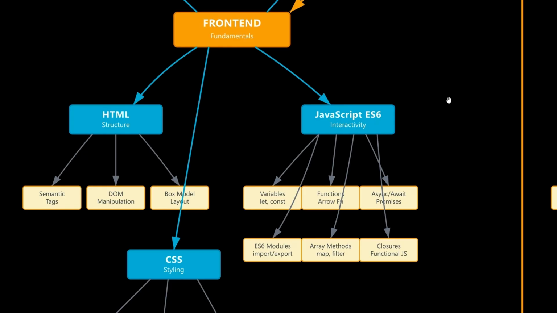Then we have the DOM, which is the Document Object Model. This is a tree-like representation of our HTML that JavaScript can manipulate, and we can add elements, remove them, or change their content, and all this is done dynamically. And we have the box model. Every HTML element is essentially a box with content, padding, border, and margins. Understanding this is crucial for layout.